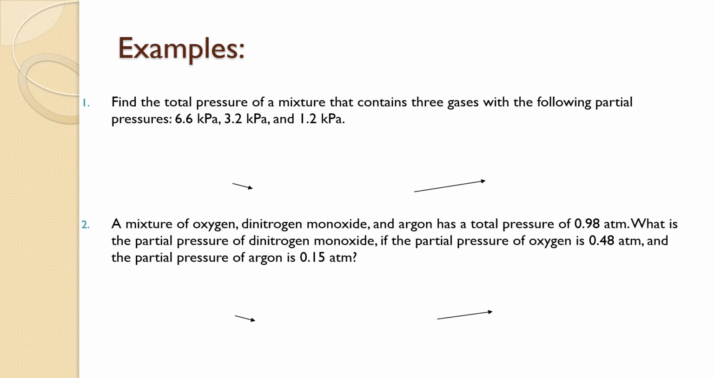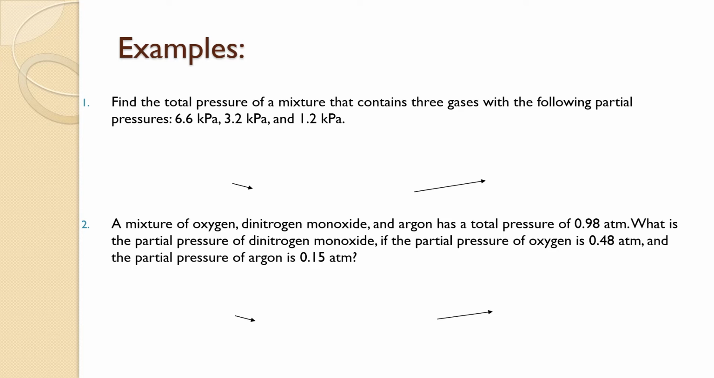So let's go ahead and take a look at a couple of examples here. Example number 1 says, find the total pressure of a mixture that contains 3 gases with the following partial pressures: 6.6 kPa, 3.2 kPa, and 1.2 kPa. Remember that the equation for this is the total pressure equals the partial pressure of gas 1 plus the partial pressure of gas 2 plus the partial pressure of gas 3. Because all 3 of these pressures are in the same unit, which is kPa, you can simply add them together. When you do that, you should get a total pressure of 11.0 kPa.